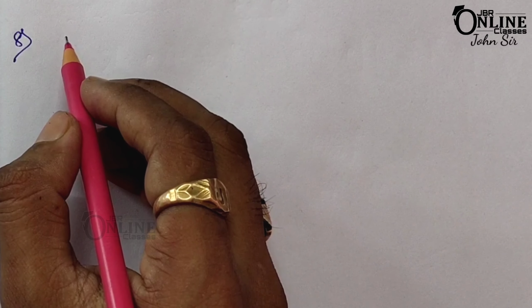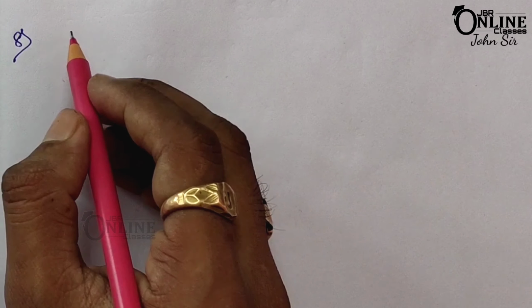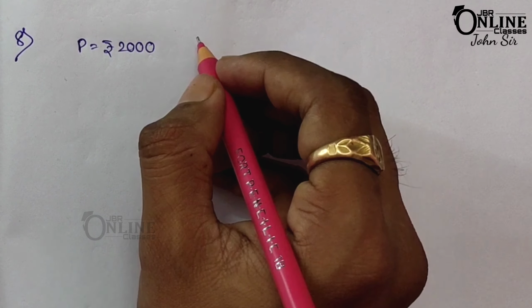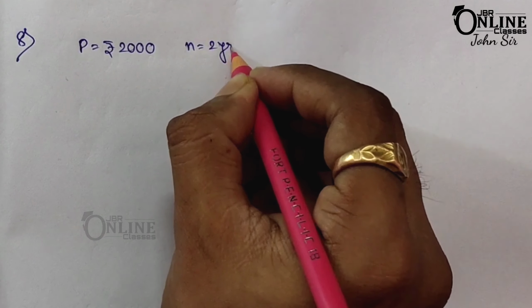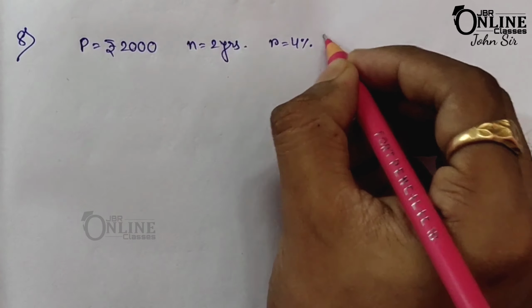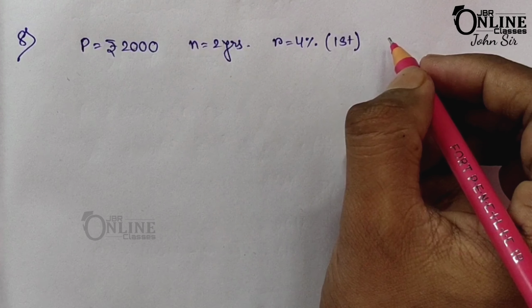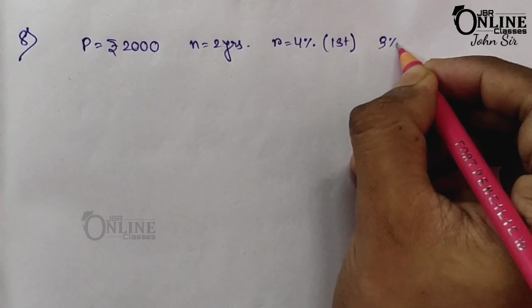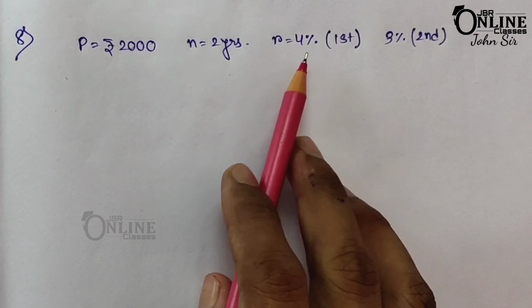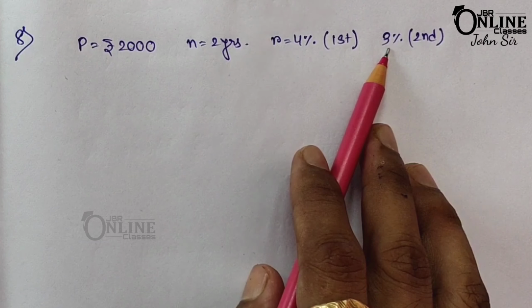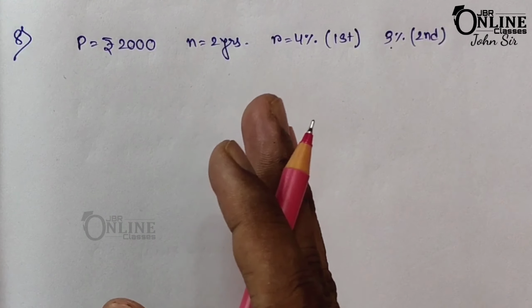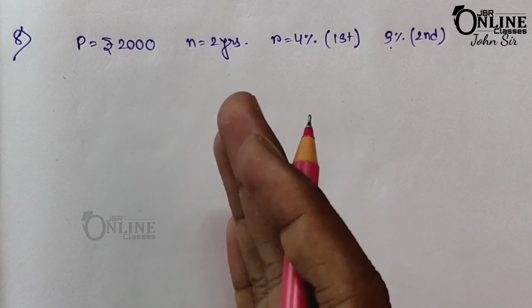Now sum number 8. Find the amount and the compound interest on rupees 2000. So here principal equals rupees 2000, and given time equals 2 years. If the rate of interest is 4% for the first year and 3% for the second year, that means there are two rates of interest. For the first year it will be 4%, for the second year it will be 3%. So here you cannot use the direct formula. You have to break this down to find the solution.